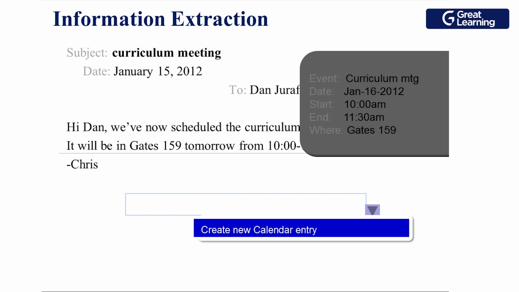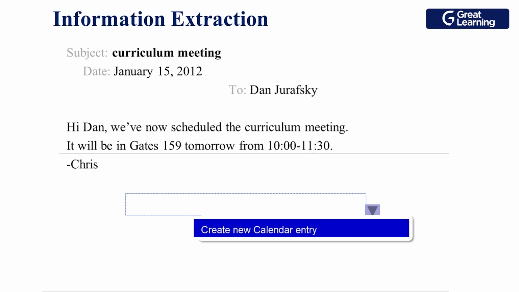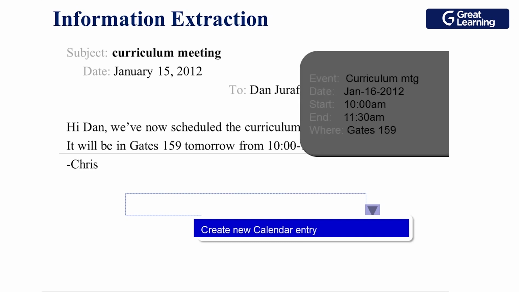So what is the event? What is the date? What is the time? Date. So it's not really very trivial. It says we have now scheduled tomorrow, right? So it sees the date of the email and then infers that tomorrow is Jan 15, 2012 in this case. It puts that in there, start, end, where, and so on.